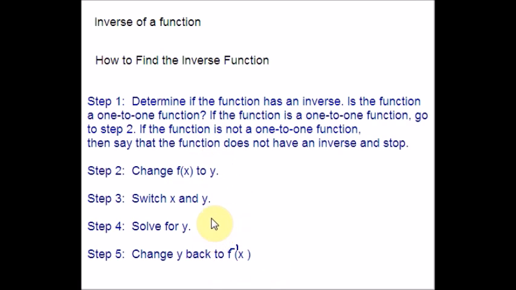Many people will skip step 1 and just assume that the function has an inverse. However, not every function has an inverse, because not every function is a one-to-one function. Do you all agree with me? Only functions that pass the horizontal line test are one-to-one functions, and only one-to-one functions have an inverse. So in our next video, we are going to see problems and apply all these steps.